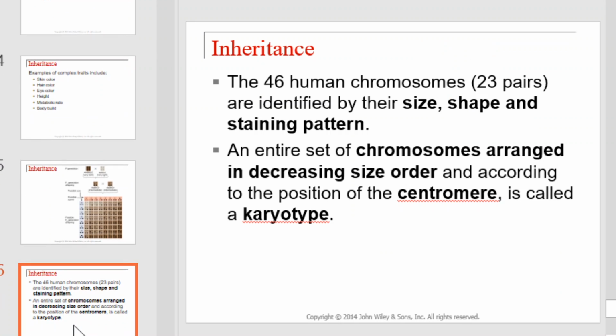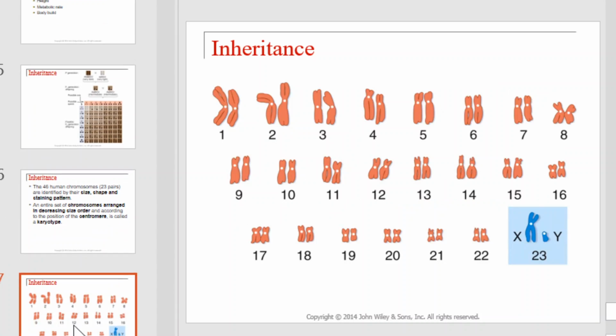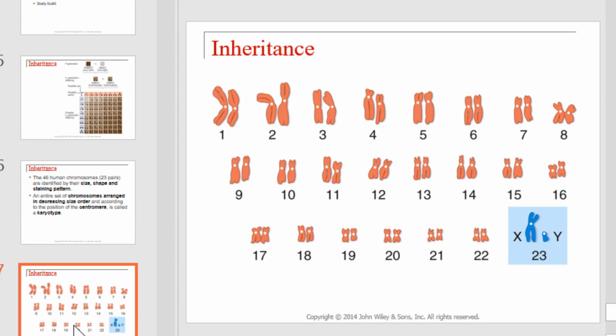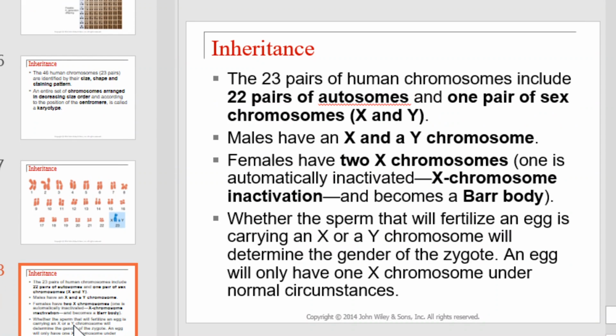The 46 human chromosomes, or 23 pairs, are identified by their size, shape, and staining pattern. An entire set of chromosomes arranged in decreasing size order and according to the position of the centromere is called a karyotype. This is an illustration of a karyotype. The 23rd pair of human chromosomes is our sex chromosome. The 22 preceding pairs of chromosomes are referred to as our autosomes.